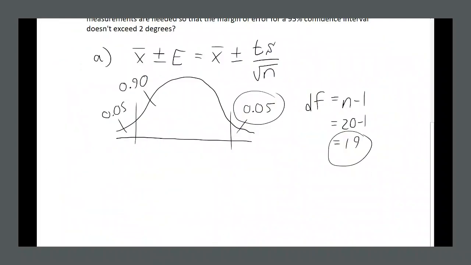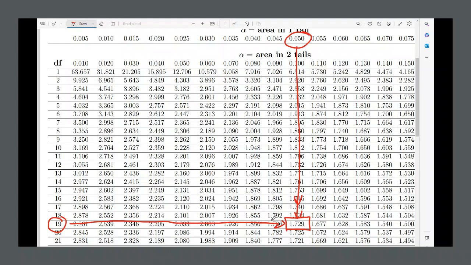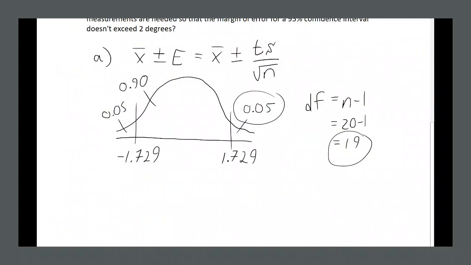So this is going to be a positive 1.729, and this is going to be a negative 1.729 on the t-axis. The t-table just gives us the positive value, and it's up to us to know where it's negative and where it's positive, 1.729. So now we have everything to perform the calculation.